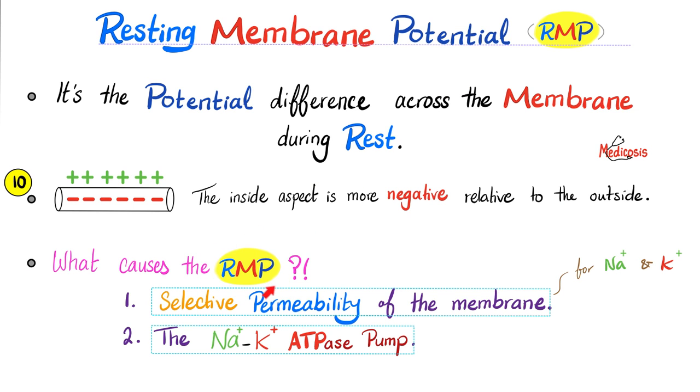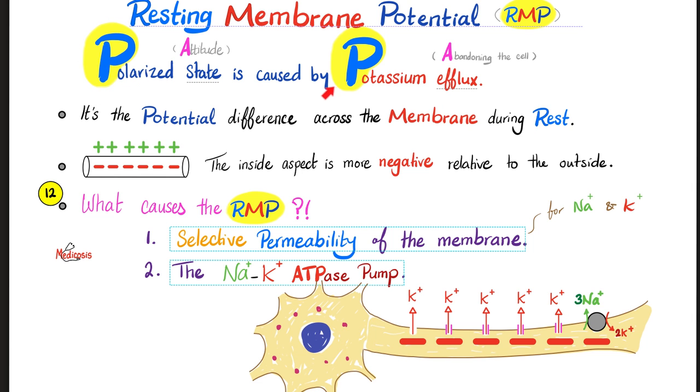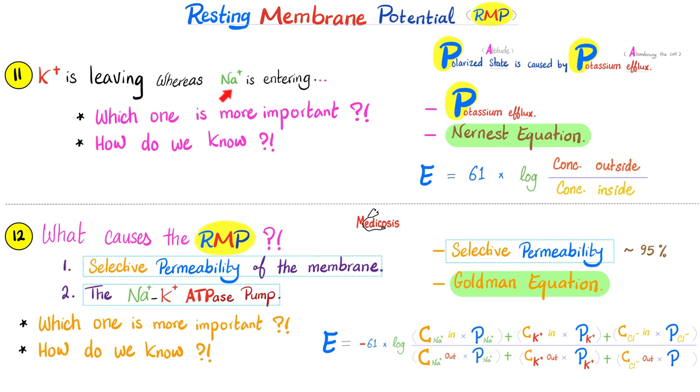Next nugget, what caused the resting membrane potential? Selective permeability and the sodium-potassium pump. Selective permeability in one sentence, potassium efflux. Thank you. The polarized state is caused by the potassium efflux. Polarized attitude is caused by the potassium abandoning the cell. Potassium is leaving during rest. Some teeny tiny amount of sodium is entering. Which one is more important? Potassium is more important. How did you know this? Nernst equation. The resting membrane potential depends on the selective permeability and the sodium-potassium ATPase. Which one is more important? Selective permeability. How did you know? Goldman's equation. We have talked about these two before.